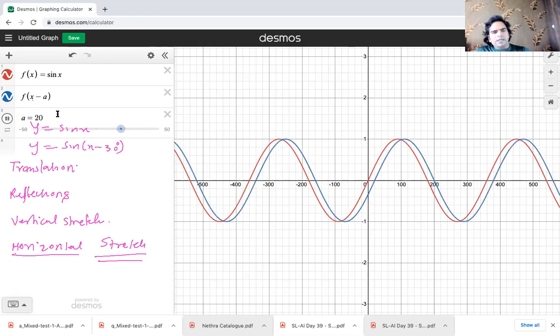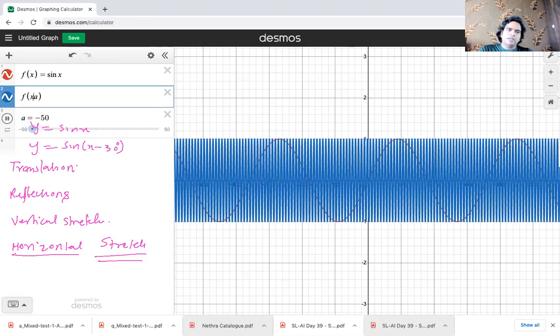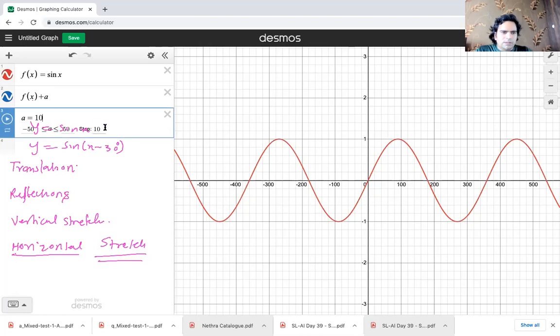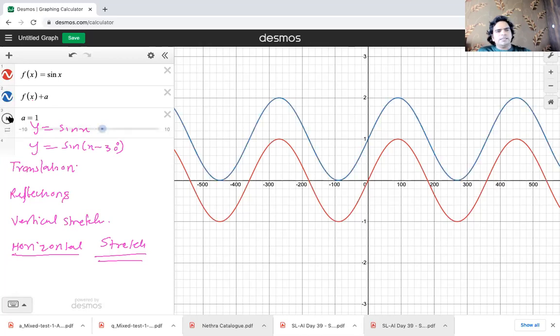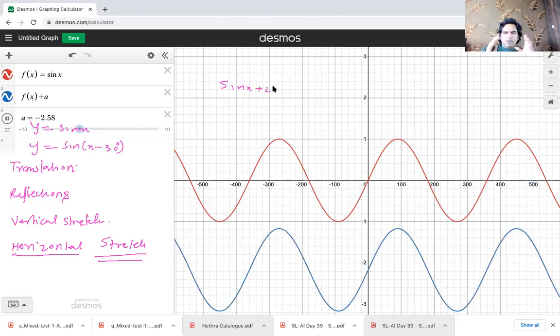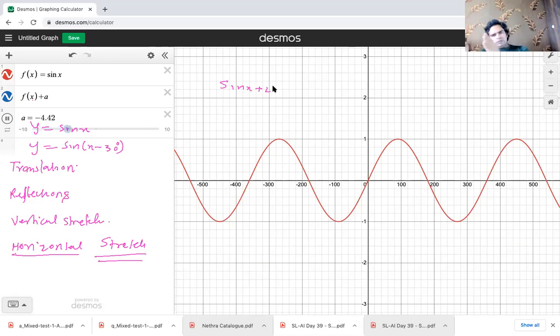Now, if you have been given a vertical translation, which is basically with the plus a outside, I'll remove the slider and add a new slider. Now you can see that the graph moves up and down. So if you have to sketch something like sine x plus 2, it will move the graph 2 units up. So this is your basic movement up, and movement to the right or left.